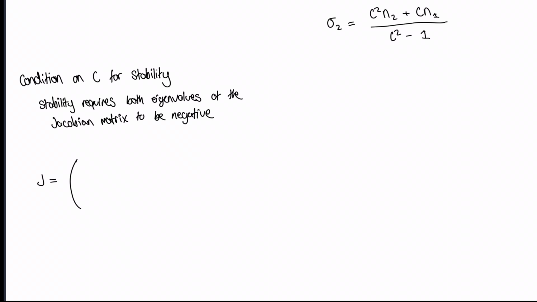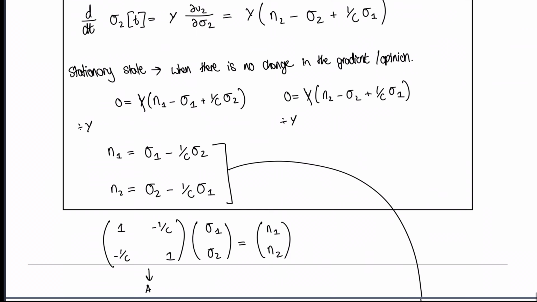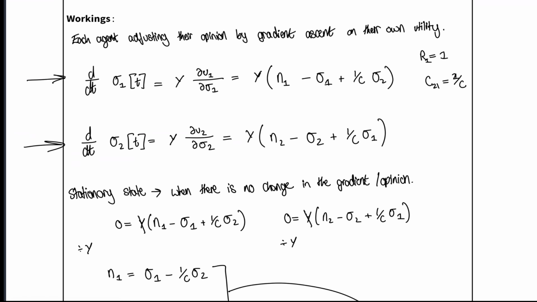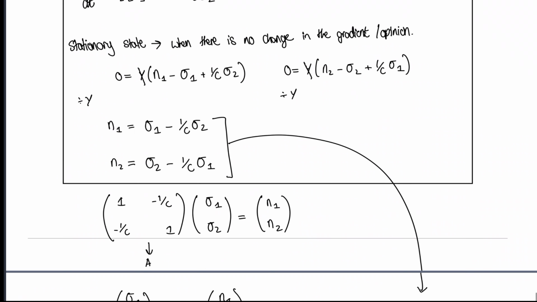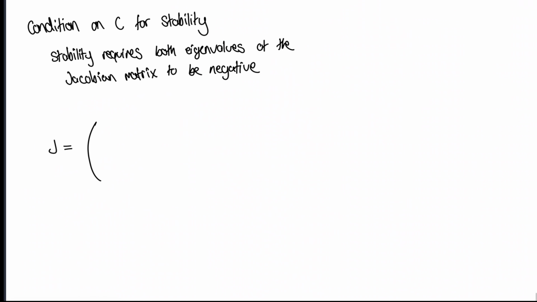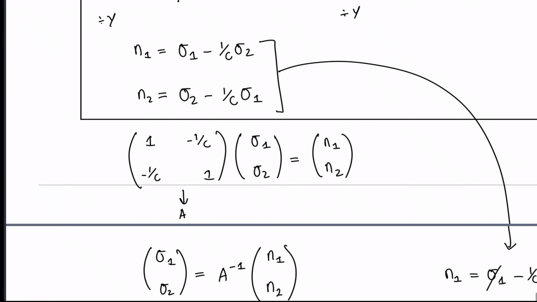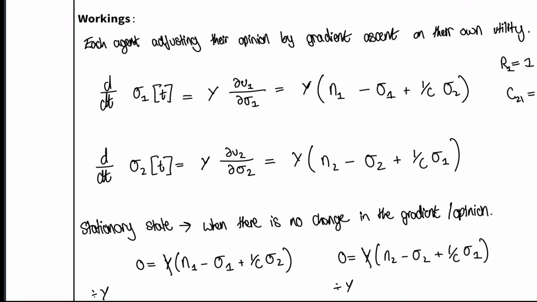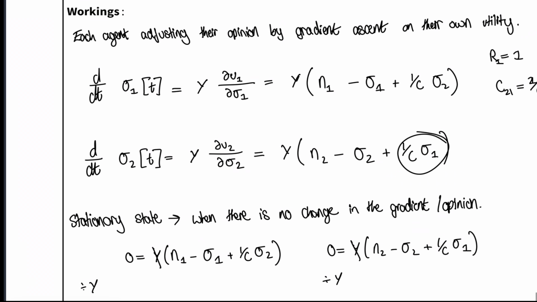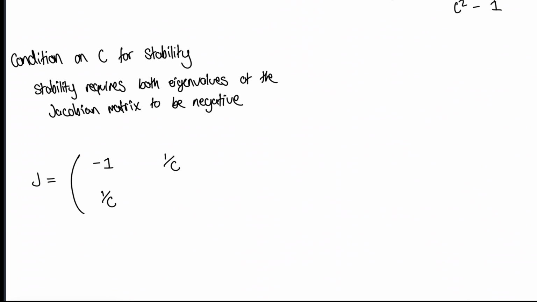So first what we have to do is work out the Jacobian. To work out the Jacobian, we are going to look at our two differential equations and find the partial derivatives with respect to sigma 1 and sigma 2. Looking at our first differential equation and differentiating it partially with respect to sigma 1, we get minus 1. Differentiating it partially with respect to sigma 2, we get 1 over c. If we now look at the second equation, if we partially differentiate it with respect to sigma 1, we get 1 over c. And if we partially differentiate it with respect to sigma 2, we just get minus 1.